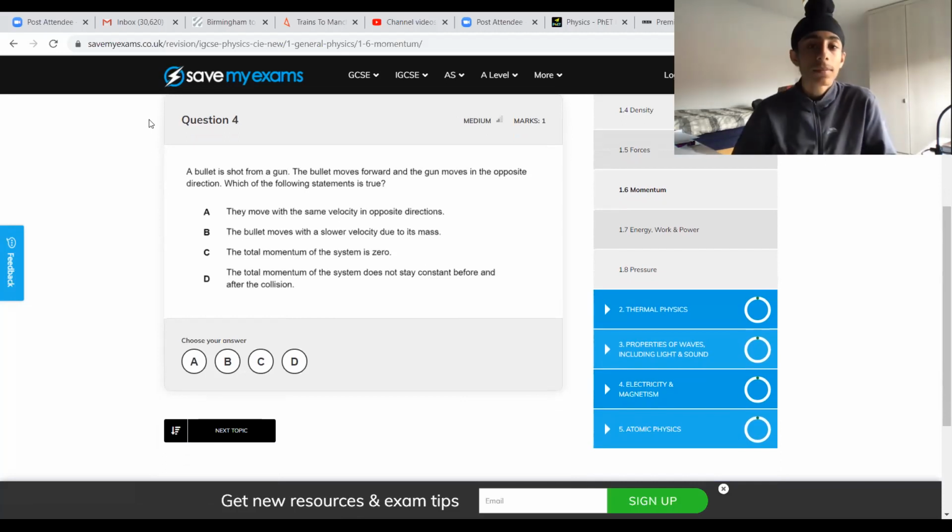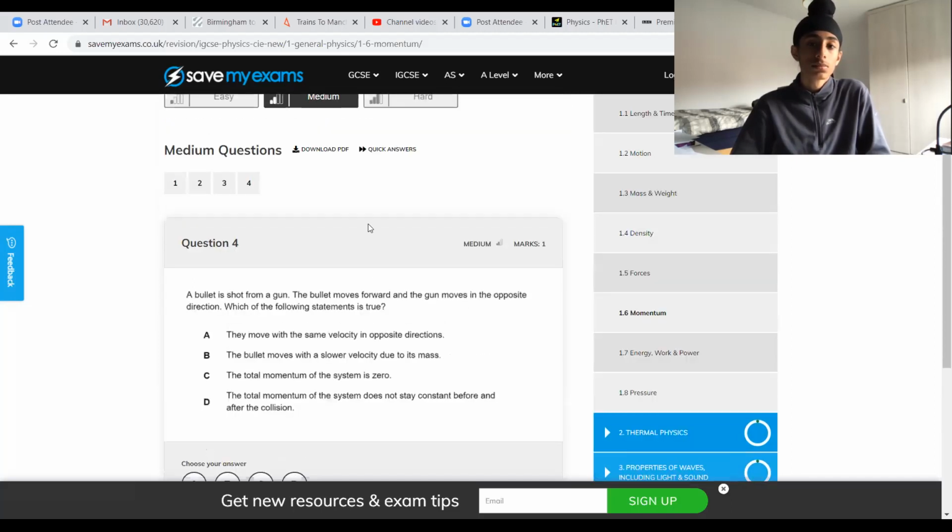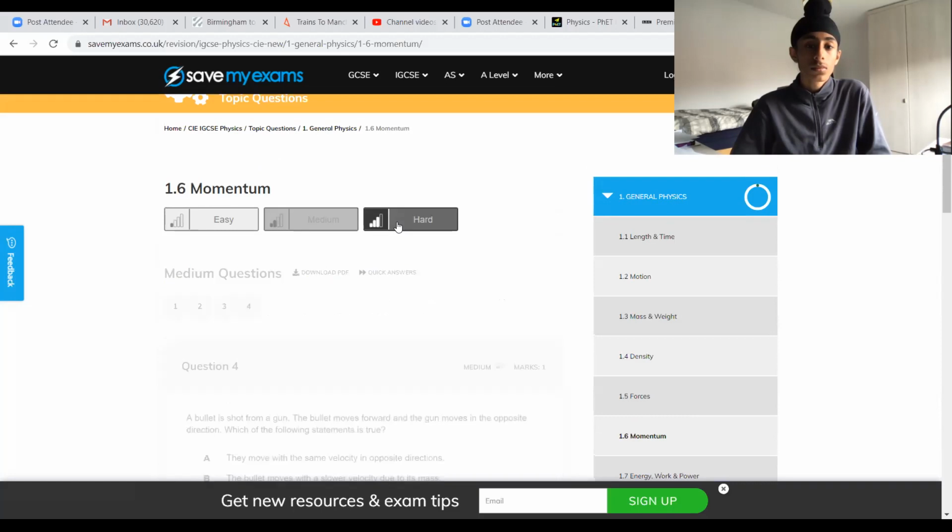Is it C? Very good. The total momentum of the system is zero because before the shot is fired, both the gun and the bullet are at 0 meters per second. So the total momentum is zero. And after, when it's fired, the total momentum will still be zero because they've got momentum in opposite directions. Yes, so they cancel out and you get zero. Good, well done. Okay, we'll move on to the hard ones now.